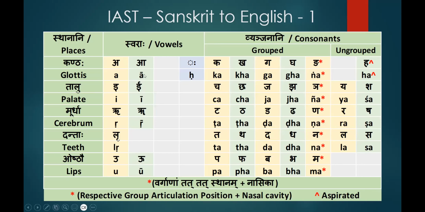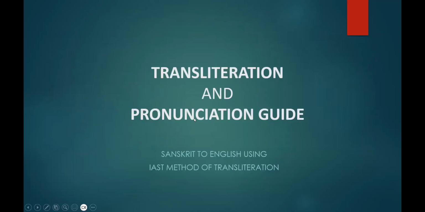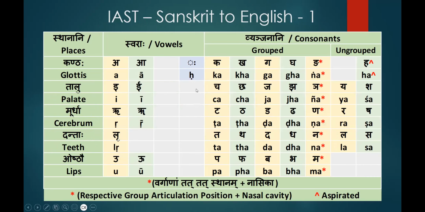You have a, aa, i, ii, u, uu, ru, ruu, and then e, ai, o, au, and then you have am and aha. So these are all the vowels that are there. Now, without going further into the Sanskrit part of it, let us jump into the English transliterated versions. If you are looking at the Samskruta A, it would be represented in the transliterated form as A.